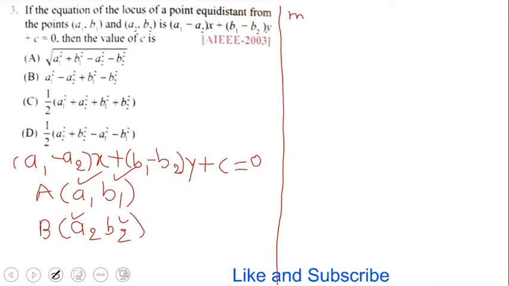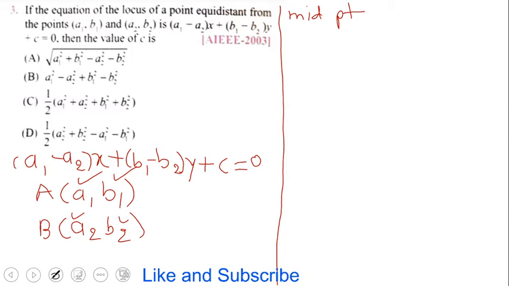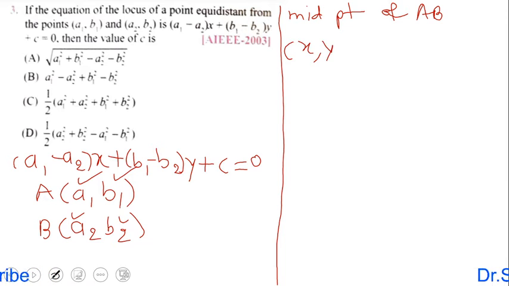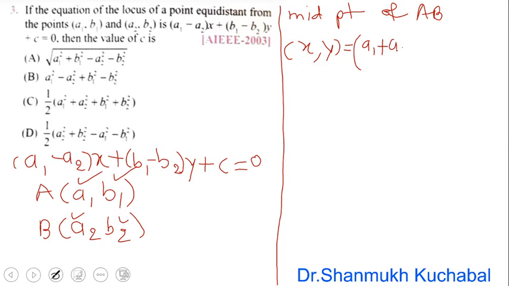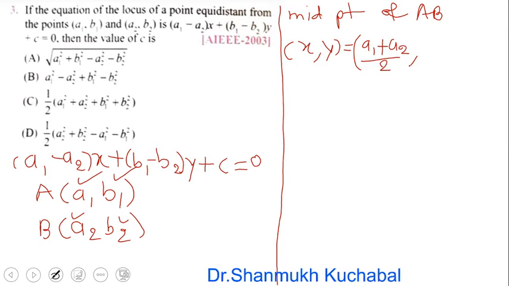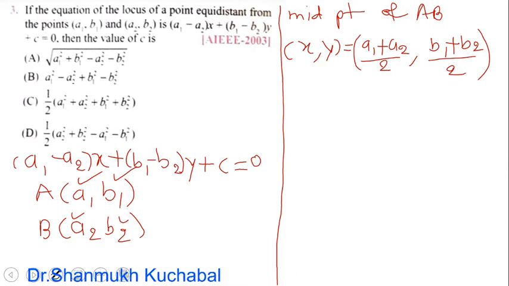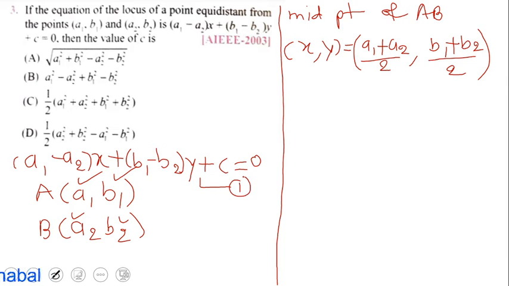So we get the midpoint of AB as (x, y) equal to ((A1 plus A2) divided by 2, (B1 plus B2) divided by 2). So further we have an equation, I call it equation 1. So x we will take as (A1 plus A2) divided by 2, y as (B1 plus B2) divided by 2.